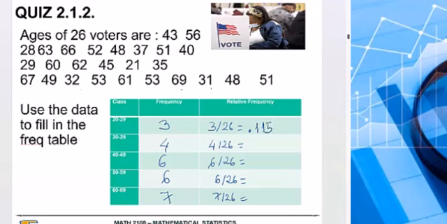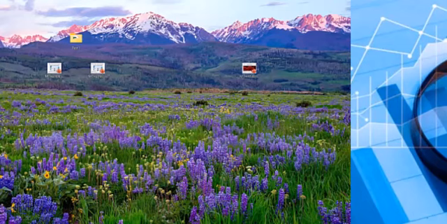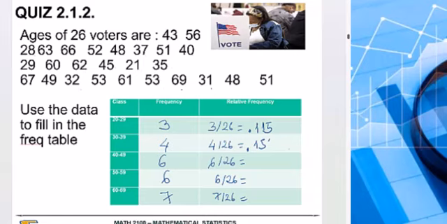You can also do the same thing, right? For 4 divided by 26, which is 4 divided by 26, right? You got 0.154. 0.154. Okay, and so on, okay? And you can calculate for other values as well.